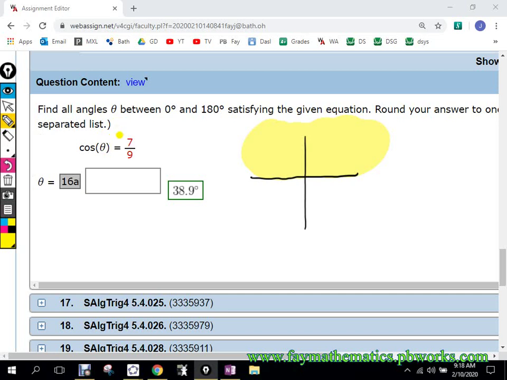7/9. That's a positive number, right? So we're saying cosine of theta, which is adjacent divided by hypotenuse, is positive, and that only occurs in the first quadrant, right? Okay. Now, it could occur in the fourth quadrant, but we'll talk about that later on. So 7/9, that would be 7, and that would be 9, right?